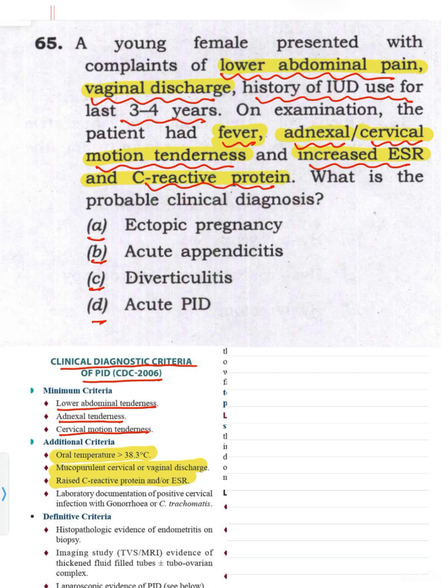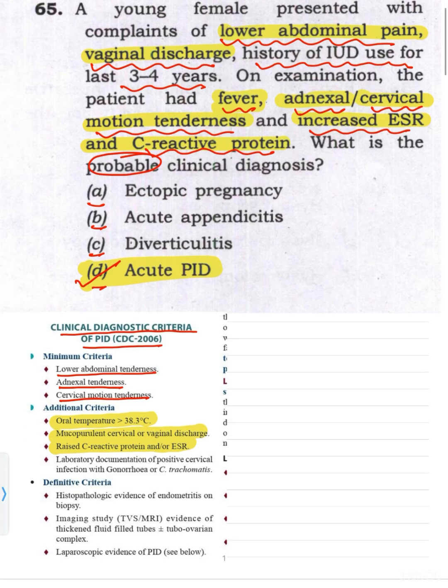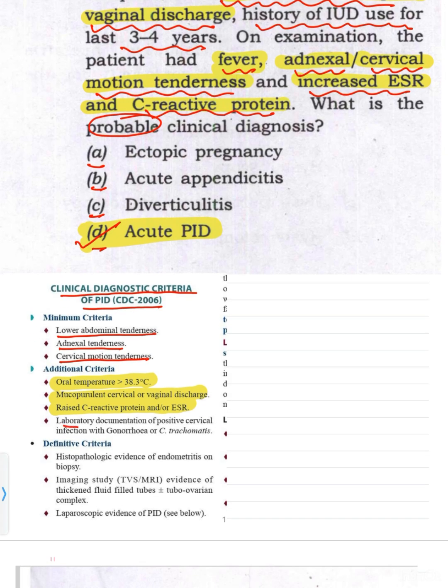So what should be the probable clinical diagnosis? The probable clinical diagnosis is acute pelvic inflammatory disease. So the correct answer is acute pelvic inflammatory disease. What are the criteria that are left, that are not given in the question? There is laboratory documentation of positive cervical infection with gonorrhea and Chlamydia trachomatis. So this is an additional criterion.